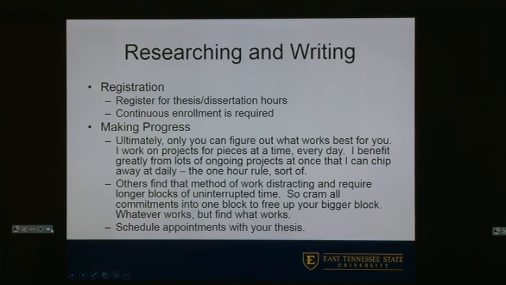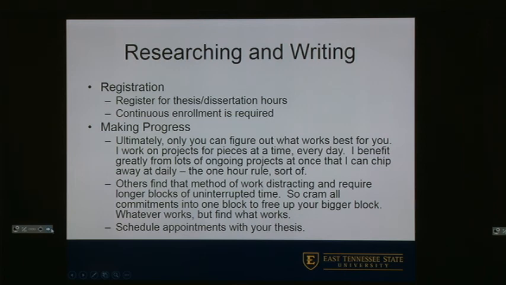So, only you can figure out what works best for you. The method you choose is the method that works. So I work on projects for pieces at a time every day. I have a lot of different tasks I have to perform. I have a lot of different responsibilities. If I put something off until I have a large block of time, it might go months before I have a large block of time because of competing demands. So I piece it out a little bit. So I benefit from lots of ongoing projects, and I can chip away at things daily.